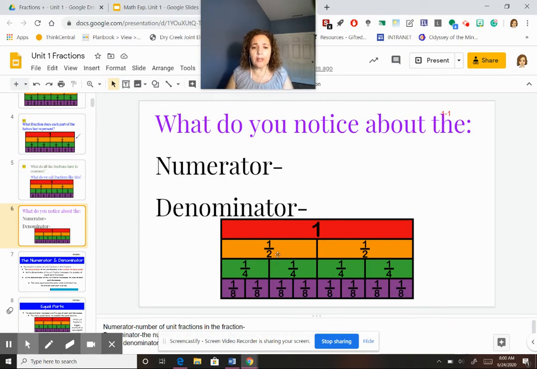So if you told me that the denominator tells me how many equal parts there are, how many parts it's divided into, you'd be correct. So this 2 tells me that this whole is broken up into 2 parts. The 4 tells me here that the whole is broken up into 4 equal parts. Remember, they have to be equal parts. The 8 tells me I have 8 equal parts.